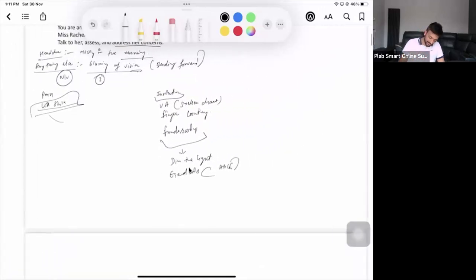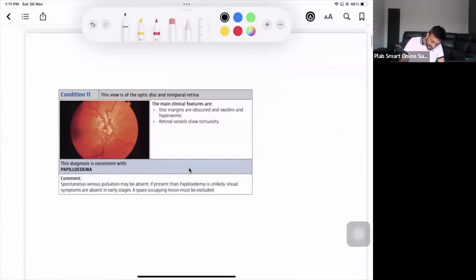Now, what you're going to get in the fundus, that's the thing. So you will be getting papilledema. What you will get, disc margins are obscured and swollen, and retinal vessels show tortuosity. That is what you will see in the papilledema. And it is going to be bilateral. Both the eyes, you will have this papilledema. All right.